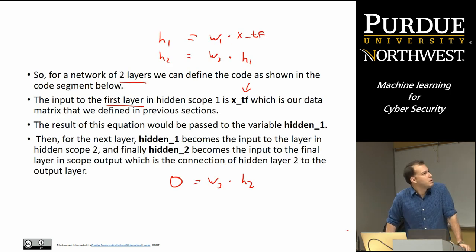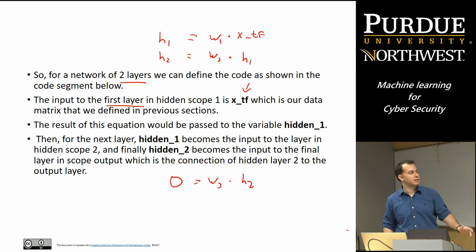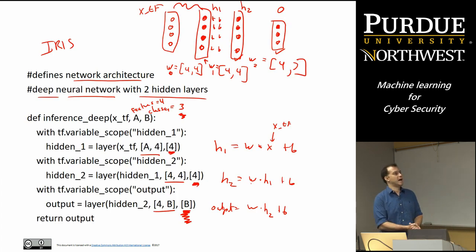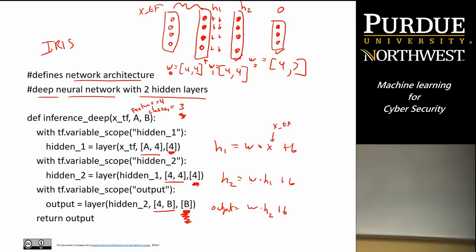So for a network of 2 layers, we can define the code as shown in the code segment below. The input to the first layer is the hidden scope. In hidden scope 1, and I'll talk about that scope thing in a second, is x_tf, which is our data matrix that we defined in previous sections. The result of this equation would be passed to the variable hidden 1, and so on. And there it is. So this is now our function.